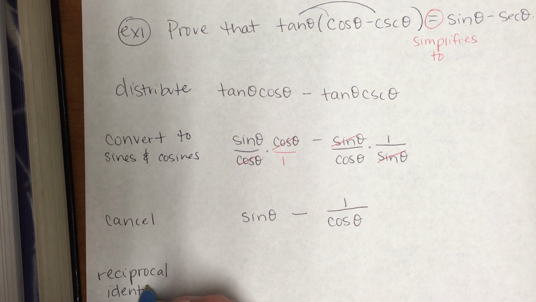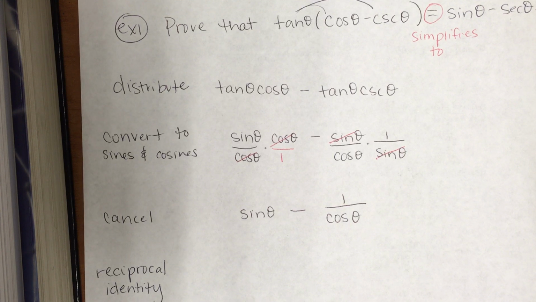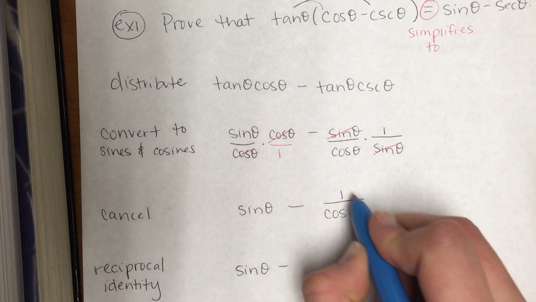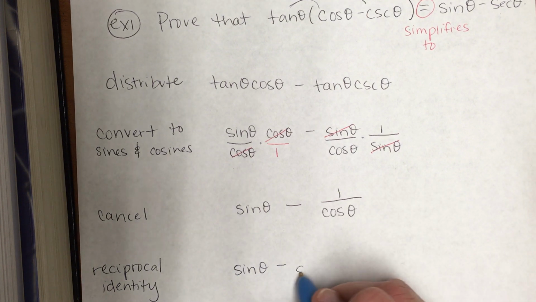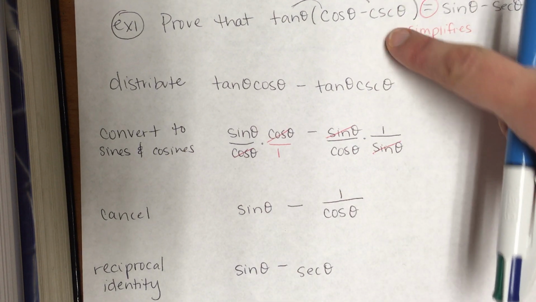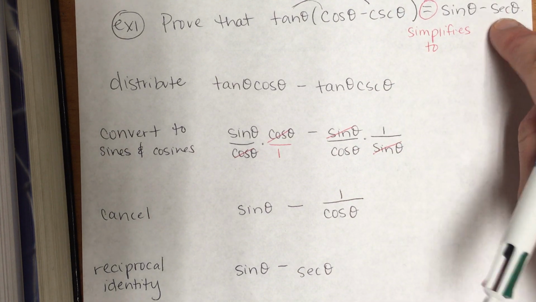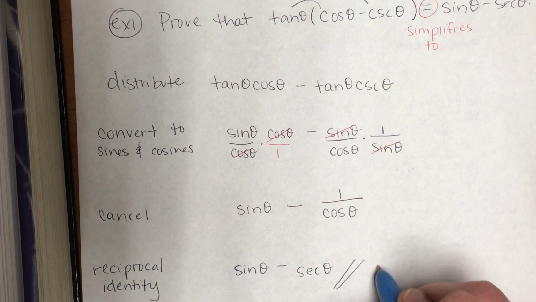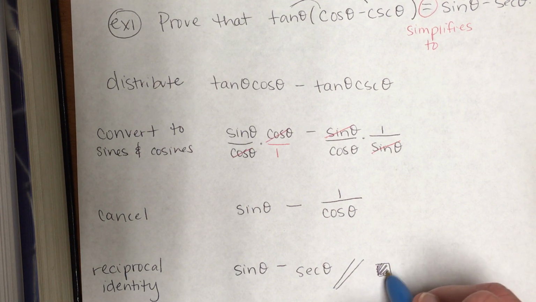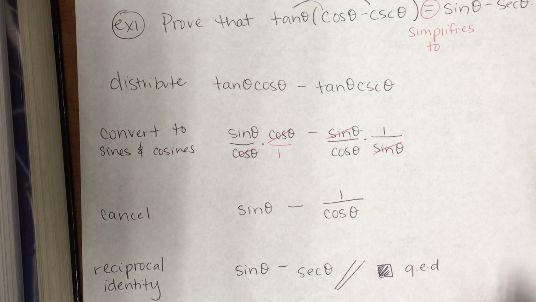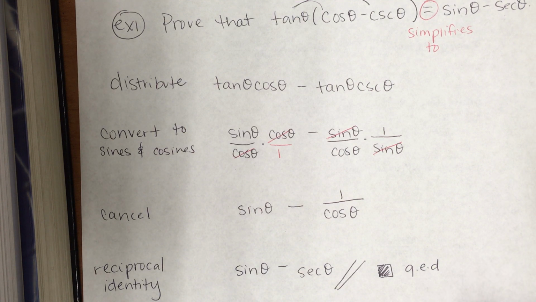I don't care what words you use, as long as you're not saying something like subtract when we clearly did not subtract. But I can rewrite this as secant theta, and now I had started here, ended here, which is what I was supposed to end with, so I'm finished. Those two little lines mean I'm finished. You can also use a filled in black box, QED, which I think is some kind of Latin phrase, or you can just stop if you want to just stop.